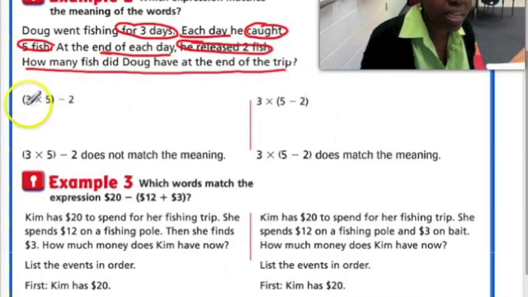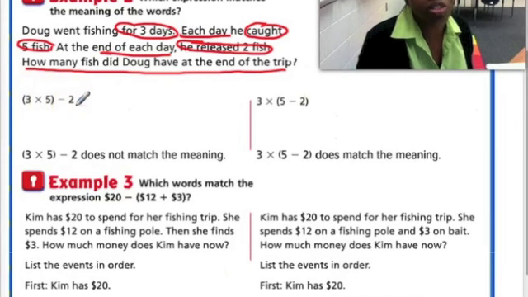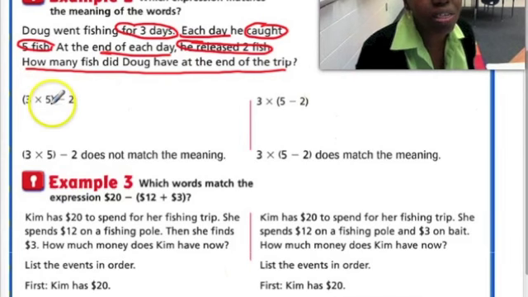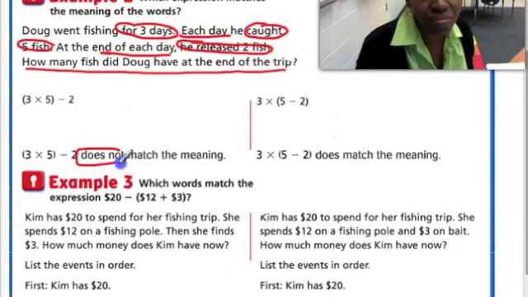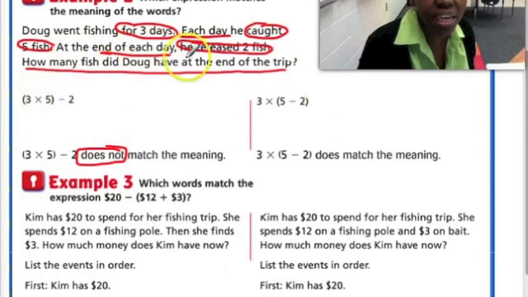He went fishing for 3 days, caught 5 fish. So that's that total, and then he subtracted 2. He released 2 after he caught all the fish for all 3 days. That doesn't match. Does not. Because that's not what he did. He didn't wait until he caught all the fish and then released 2, because it says at the end of each day he released 2. Every day he released 2.